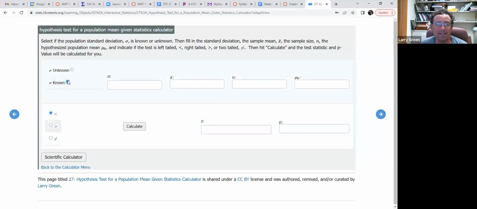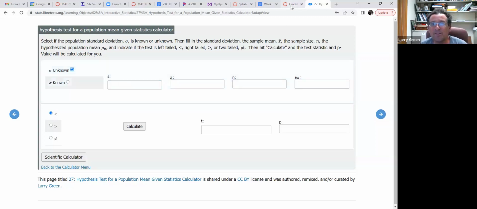Do we know sigma? Yes or no? Okay, no, it's not the S value. It turns out we don't know sigma. We know S. And in the real world, you never know sigma. But some other faculty wanted this here, so I put this in. Again, you could do that in theory at least.